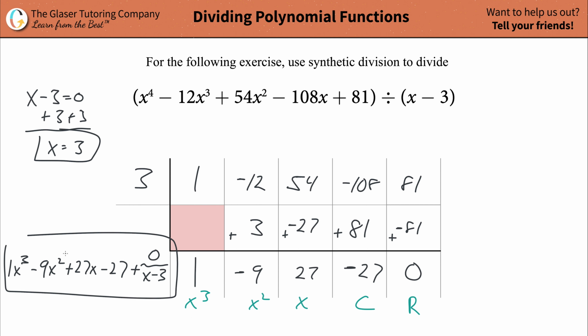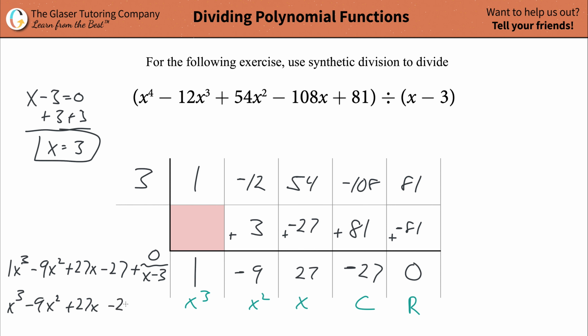We can clean this up a little bit though. You don't need to write the 1 there, so just write x cubed. Make it nice and pretty. Minus 9x squared plus 27x minus 27. And you don't need to write this because 0 divided by anything is just 0. So adding 0, like we said before, doesn't do anything. And guess what? Here's your nice polynomial quotient.